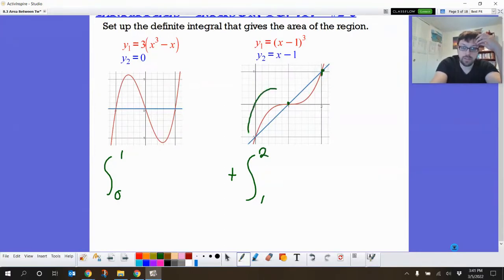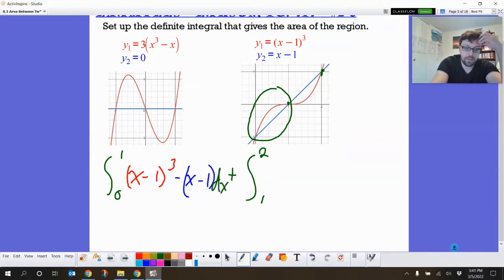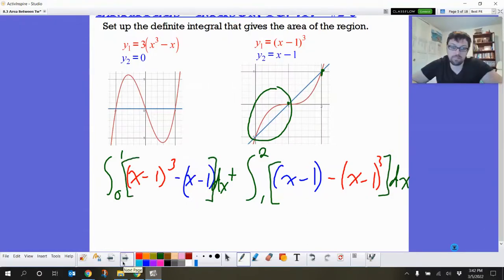On the first integral in this first chunk here, our red function is on top. So that is x minus 1 cubed. Then we want to subtract our bottom function, which is the x minus 1. That's being found the derivative with respect to x. Then in our second chunk, now the blue function is on top. So we do x minus 1, and then we subtract away our x minus 1 cubed, finding all of that derivative with respect to x. And technically there should be some nice brackets around these. Done.